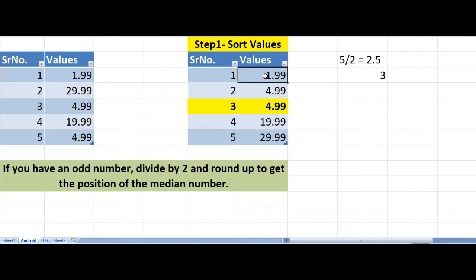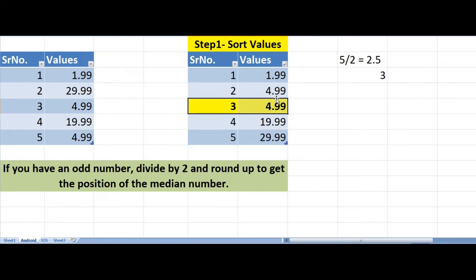Now in these sorted values, we are going to pick up a position. Now what is the logic of that position? Total number of values divided by 2, which is 2.5, and round it to the nearest integer, which is 3. So we have to pick up the value at position 3, which is the one highlighted in yellow, 4.99. So the median in this case is 4.99.